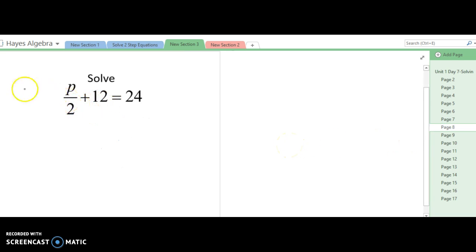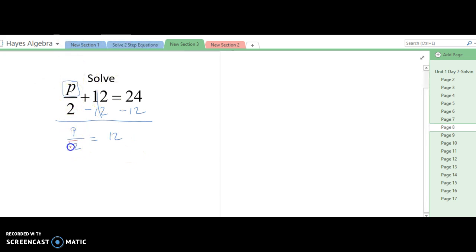So here, again, we always get rid of addition or subtraction first. So what's linked to this p, right, by addition or subtraction on the left side of the equal sign? The 12 is. How do I get rid of it? I subtract it. What I do to the left side, I do to the right side, and now I have p over 2 is equal to 24 minus 12, which is 12.